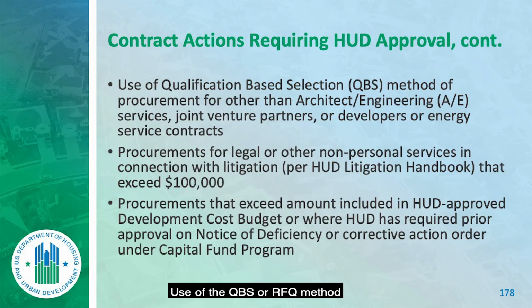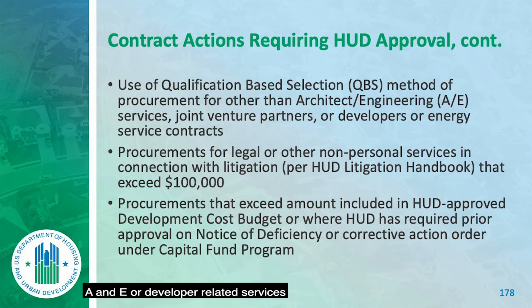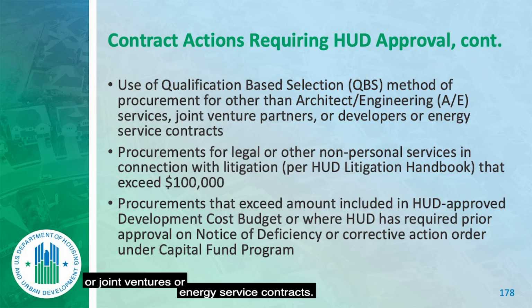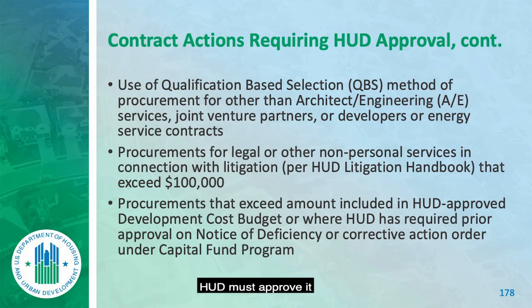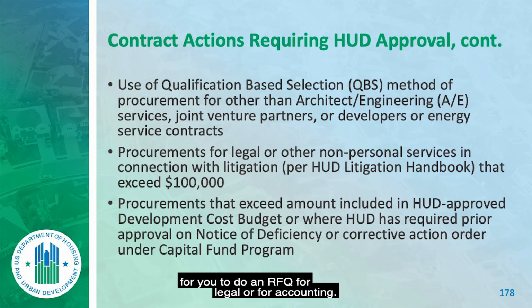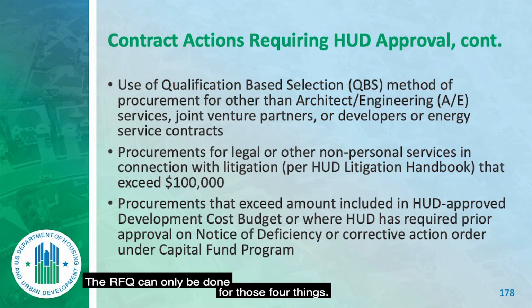Use of the QBS or RFQ method for procurements other than A&E or developer-related services or joint ventures or energy service contracts. HUD must approve it for you to do an RFQ for legal or for accounting. And by the way, you're not going to get that permission. Why? Because it's not allowed. The RFQ can only be done for those 4 things.